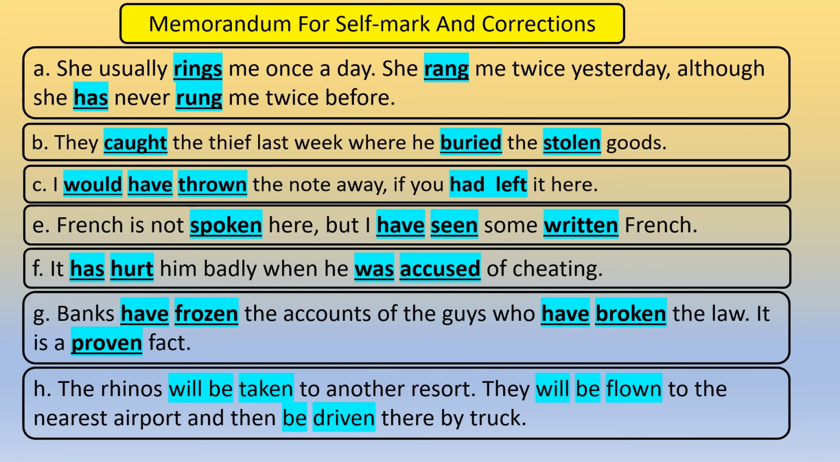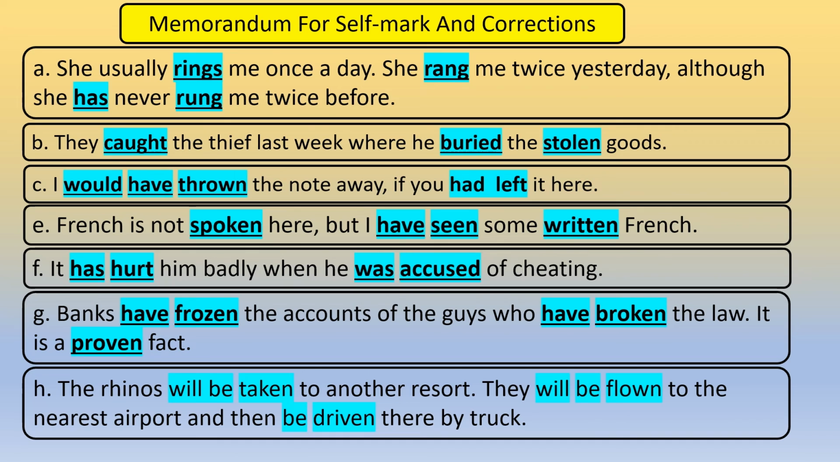A: she usually rings me once a day. She rang me twice yesterday, although she has never rung me twice before. B: they caught the thief last week, where he buried the stolen goods. C: I would have thrown the note away if you had left it here.